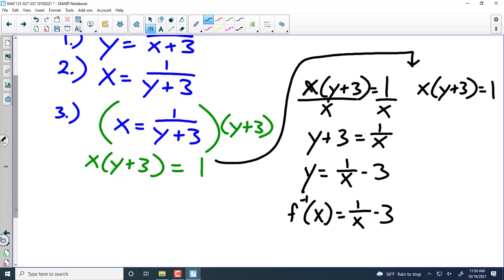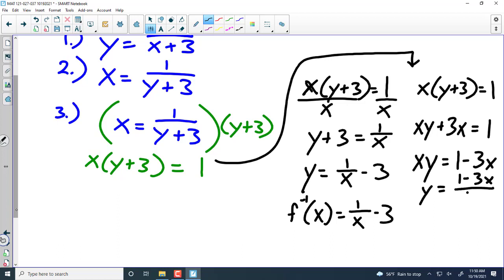Here's something that I used to do. I would distribute the x and subtract 3x from both sides. And then I divide both sides by x. So my question to you is which one's right? 1 over x minus 3 or 1 minus 3x over x?